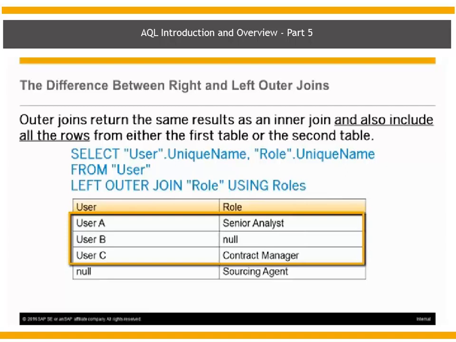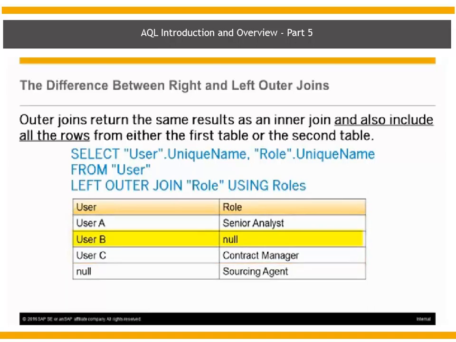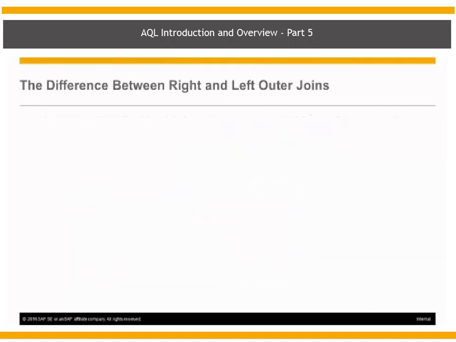The outer join between the user and role means that users who have 0 roles are also returned in the query. That is, users who have no roles still have a row in the results. This is not true of an inner join.